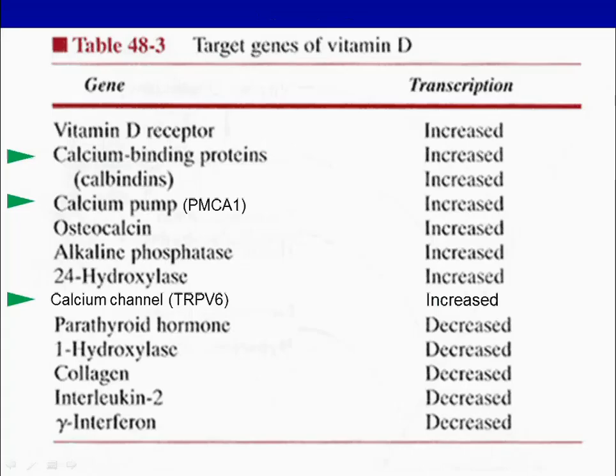This table provides some of the genes of which transcription is either increased or decreased by vitamin D. Here, 3 genes are highlighted. Transcription of these 3 genes is increased by vitamin D. These 3 genes encode calcium binding proteins, calcium pump, and calcium channel. These 3 proteins play a central role in absorption of calcium in the intestine.